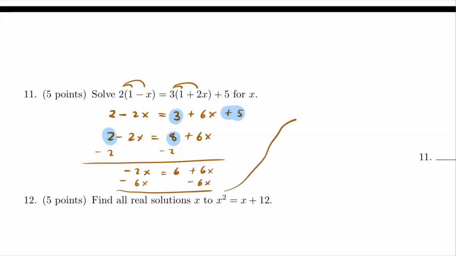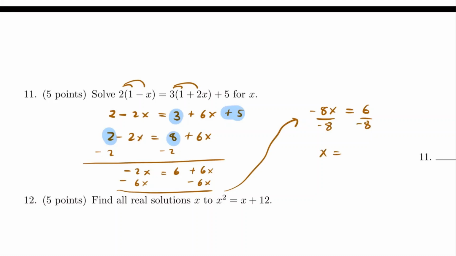So that leaves me right here. Negative 2x minus 6x, that's negative 8x, is equal to 6. And now I can finally divide by negative 8 on both sides. So that leaves me with x equals negative 6 over 8.